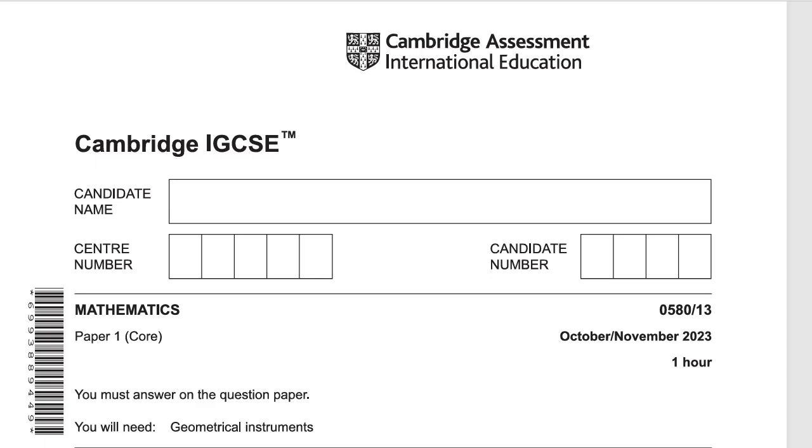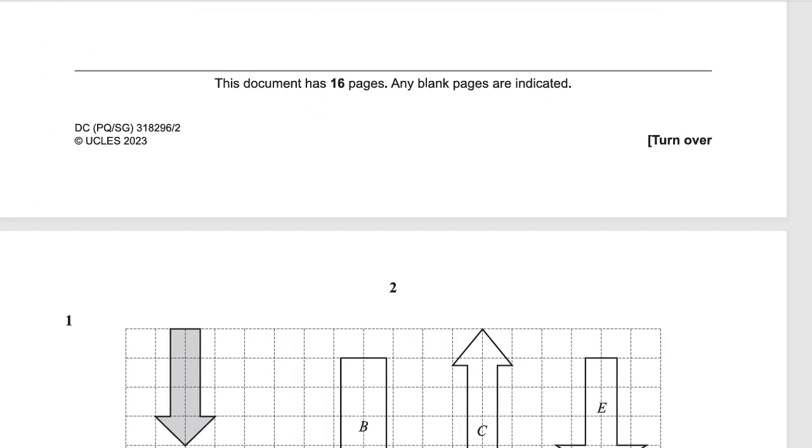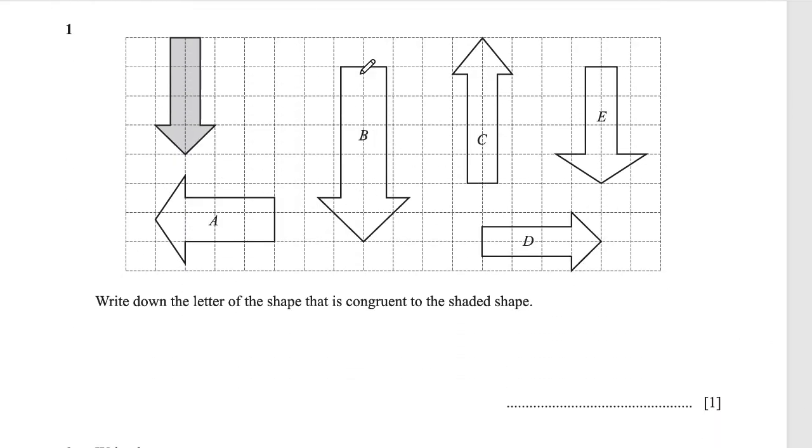Welcome to this channel, and in this video we're going to be looking at Cambridge IGCSE October-November 2023 paper 058030. Let's go right into the first question.